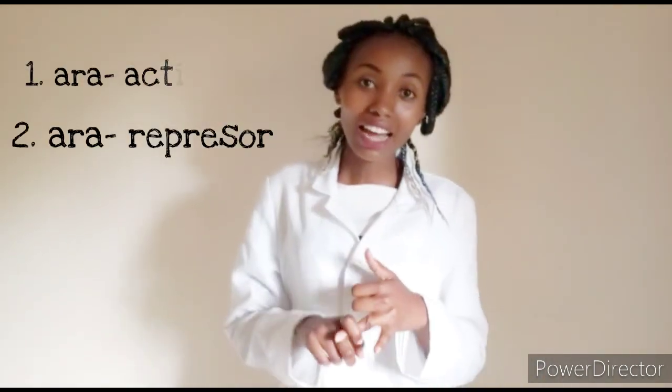The key things that you're supposed to note here are the parts of the gene, the structural genes, and their function. The araC is mainly known as the main region. It plays two roles. The first one, it can act as an ara activator or an ara repressor. So let's deal with the ara activator.